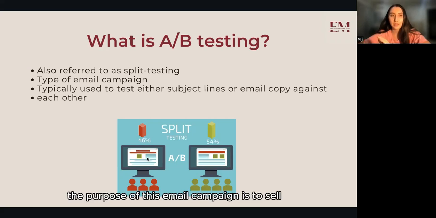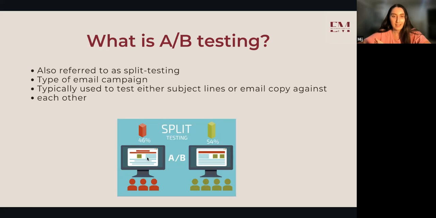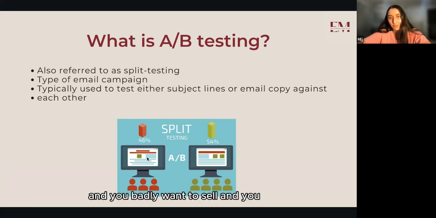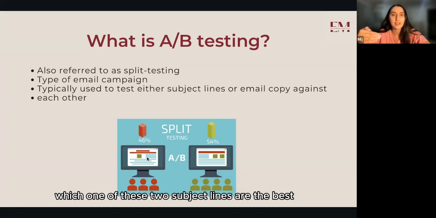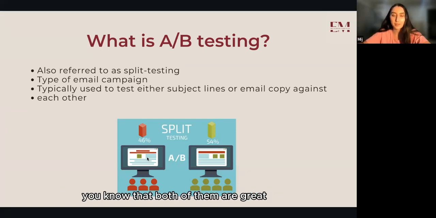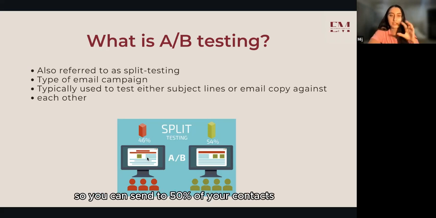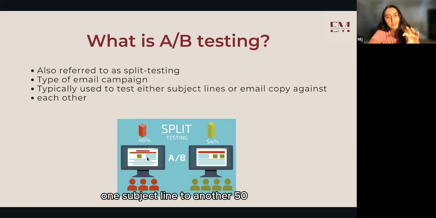Let's say you have two amazing subject lines, and the purpose of this email campaign is to sell. You badly want to sell, and you're not sure which of these two subject lines is the best. You know that both of them are great, but you still want to test, right? So you can send one subject line to 50% of your contacts and another subject line to the other 50%, and see which one has greater open rates.